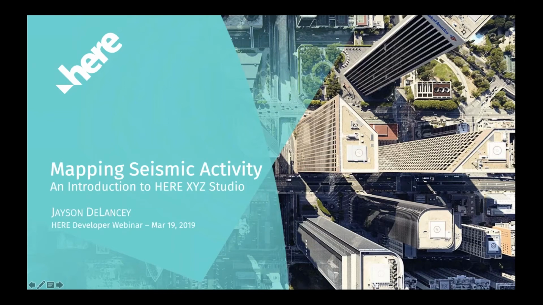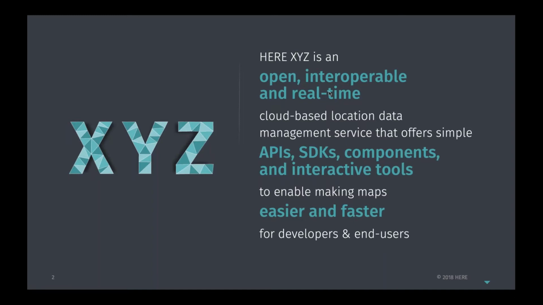So with that, let's look into what Here XYZ is. Here XYZ is an open, interoperable, and real-time cloud-based location data management service. It offers simple APIs, SDKs, components, and interactive tools to enable making maps easier and faster for developers and end users. And obviously that's very much a statement, so I'm going to try to unpack that a little bit for you.